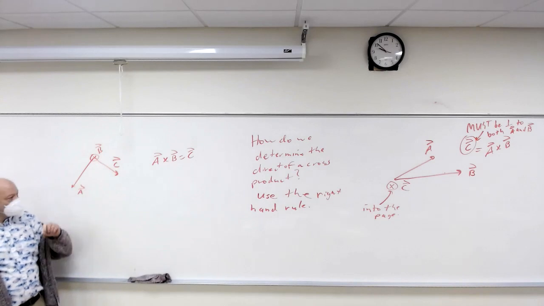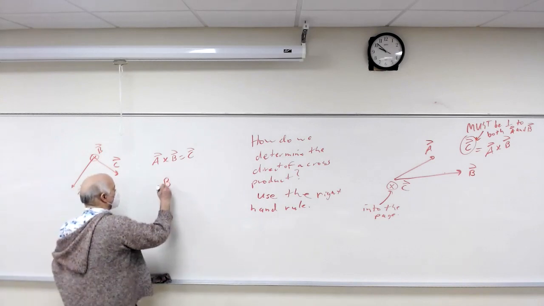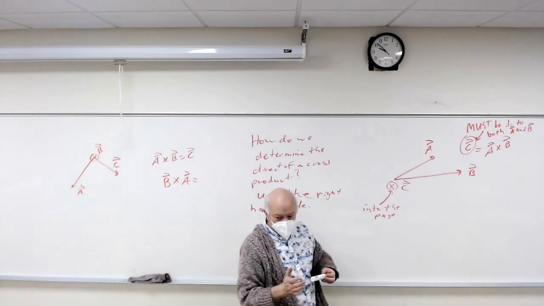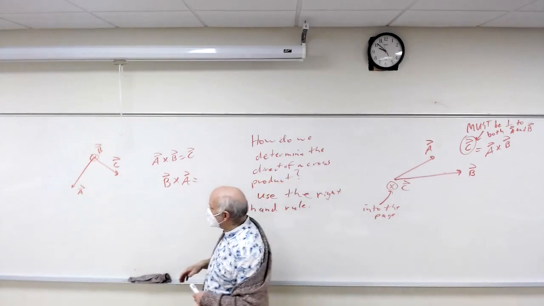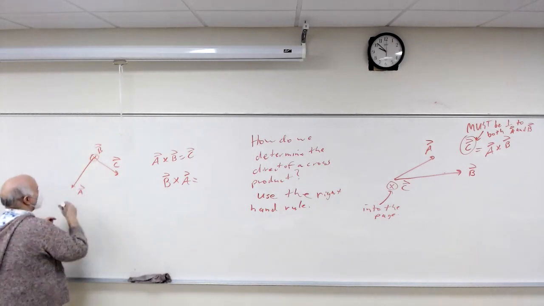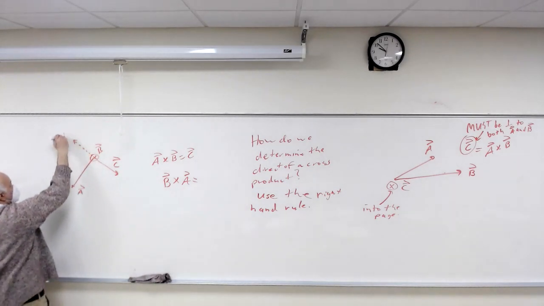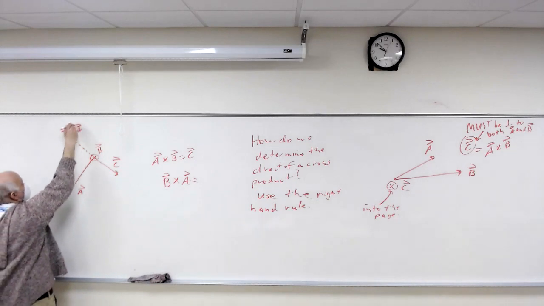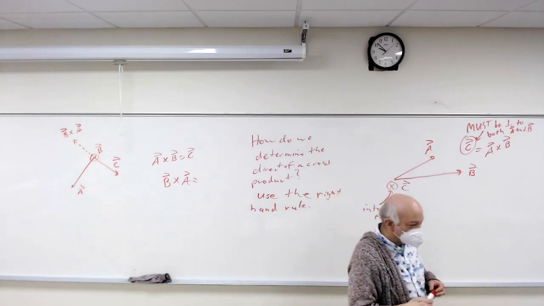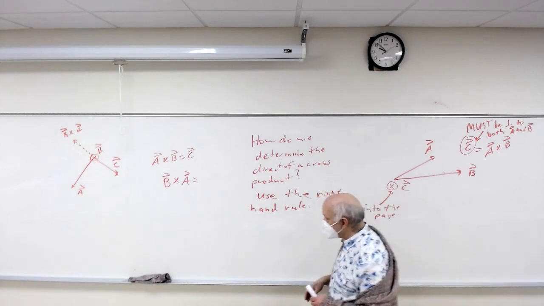Suppose instead I had this. It would be that, but negative. It would be the other way. Does everyone agree? So you have B crossed into A, this one here. That would be B cross A. Okay, that makes sense? Let's try another one.